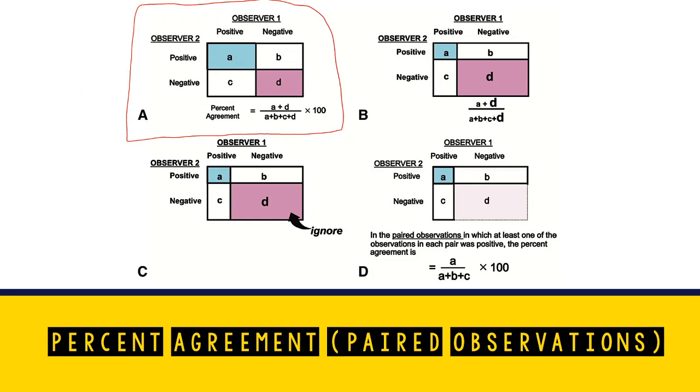This time around, we have not put the disease and the result here, since what we are looking at is the agreement. As you can see, these are observers: Observer 1, Observer 2, positive, negative.